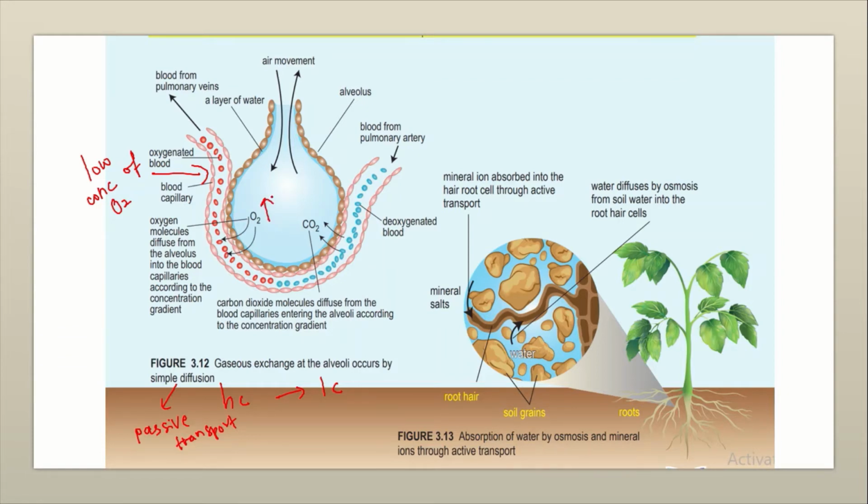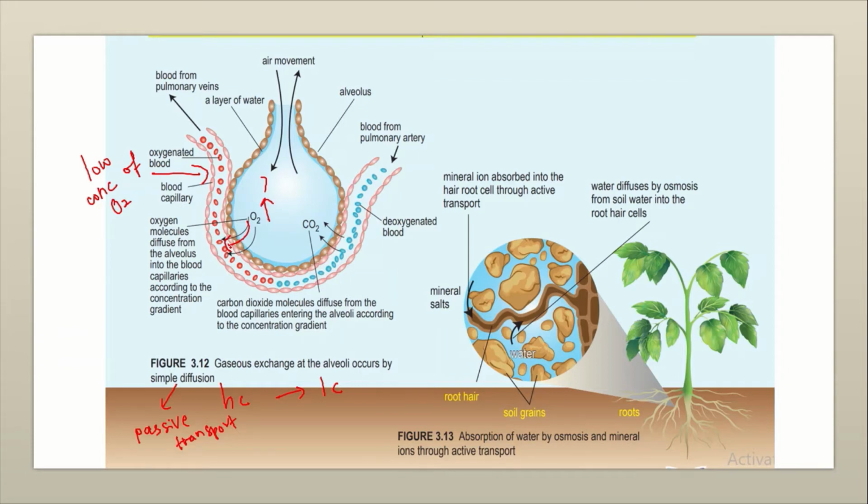Okay, disebabkan proses ni, gases exchange ni berlaku melalui simple diffusion, which is the movement of molecule or ion from higher concentration to lower concentration. So oxygen will diffuse from the alveoli to the blood.